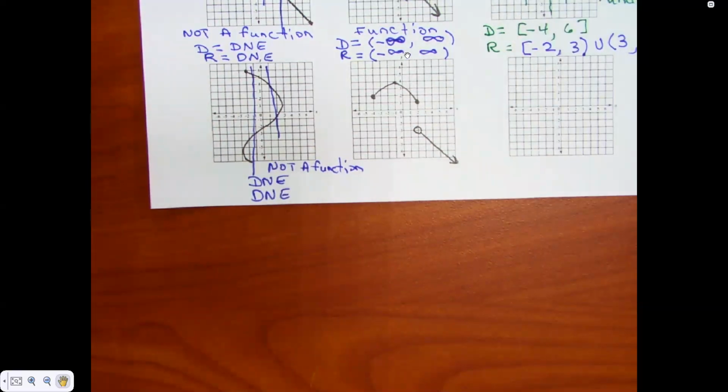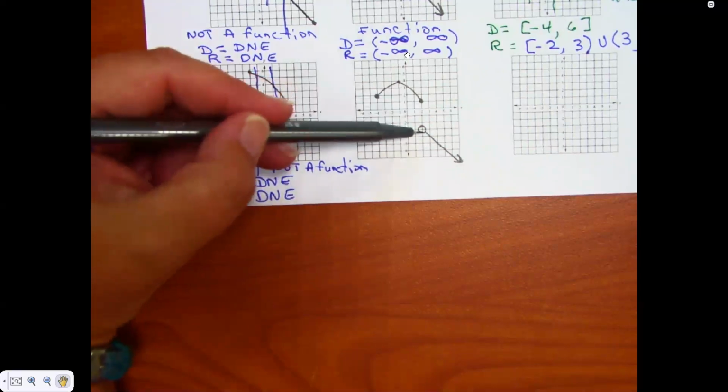Okay, here we got some spaces. So let's do this last one. First of all, is it a function? I think we're okay because the only issue might be here, but here it's closed, here it's open. So that's okay. So this is a function.